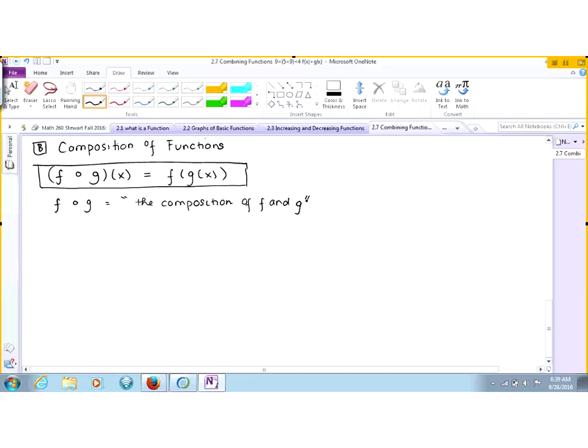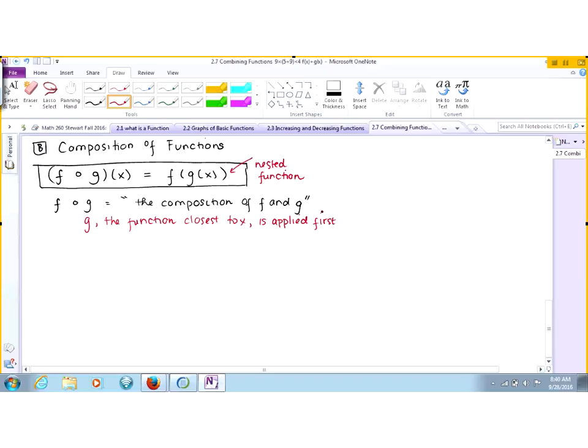Yeah. And this is called a nested function. So the g is inside the f. So that's called a nested function. Which one is inside? Which one do we apply first? g, the closest one to x. So the function closest to x is applied first.